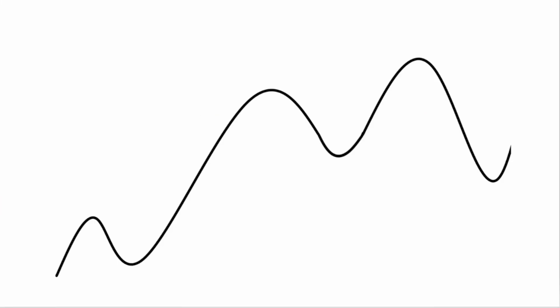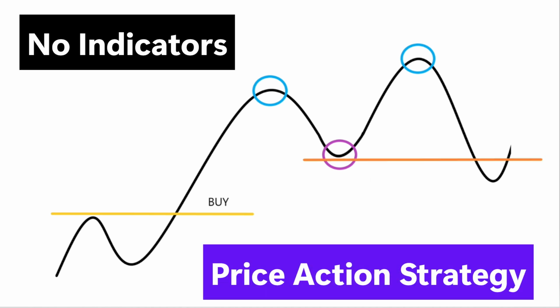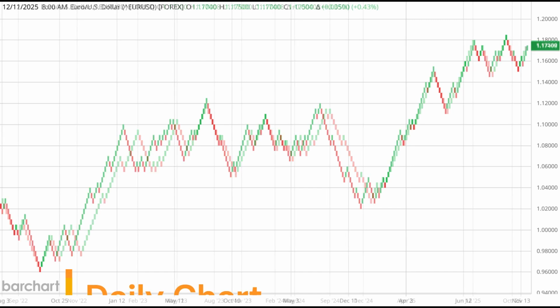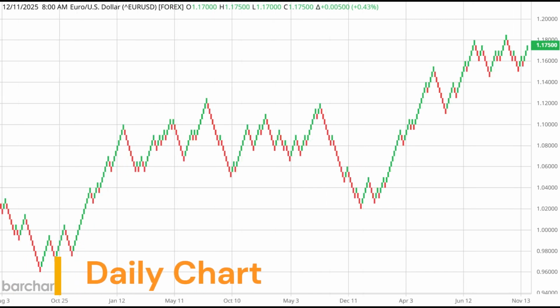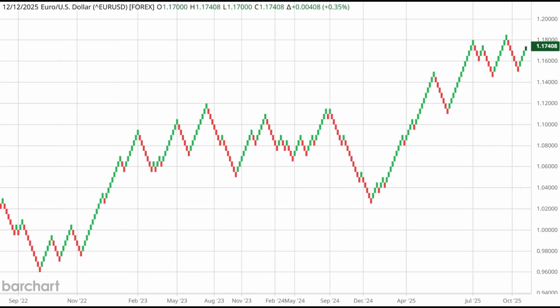The exit rule is just as simple. When price closes below the most recent swing low, that is our sell signal. There are no indicators in this strategy. We are not using trend lines, moving averages, support and resistance, or anything else. This is purely price action based on Renko structure. First, we will apply this strategy to the euro on the daily chart. Then, without changing any rules, we will switch to the 4-hour chart and compare the results.